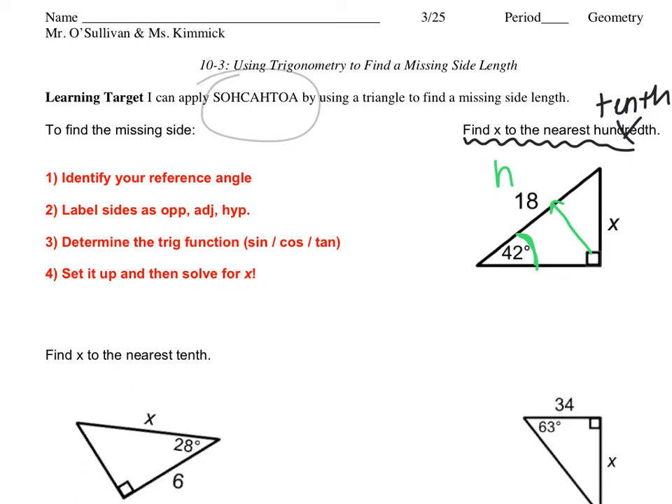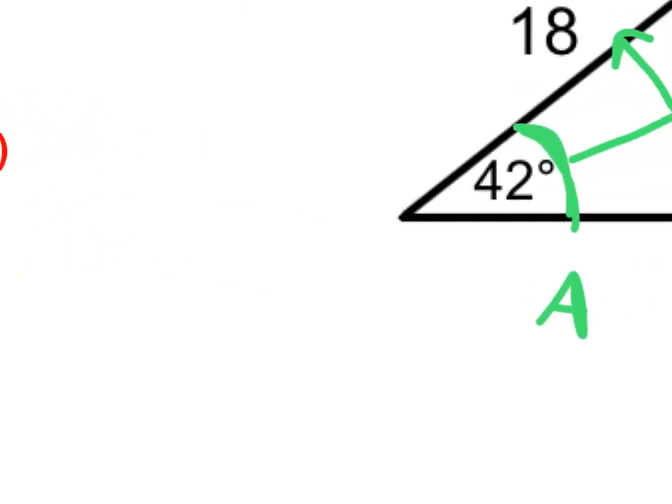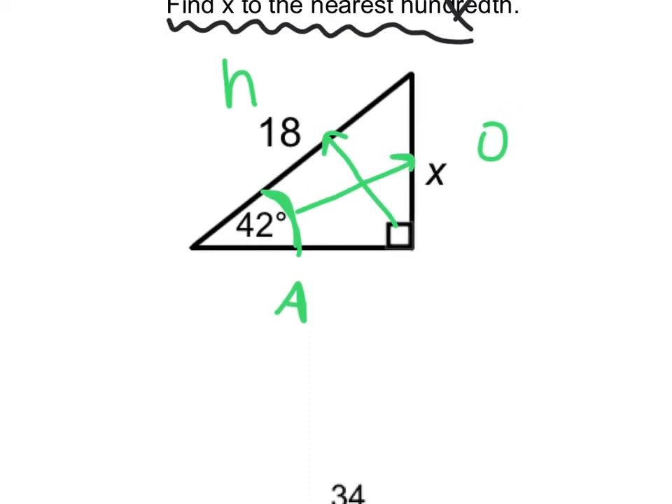The next part that we label is our opposite. We go across from our reference angle, and we hit our opposite. Last but not least is our adjacent. Step 3 says, determine the trig function. Am I going to use sine, cosine, or tangent? I'm going to write out SOHCAHTOA. Sine is opposite over hypotenuse, cosine is adjacent over hypotenuse, and tangent is opposite over adjacent.